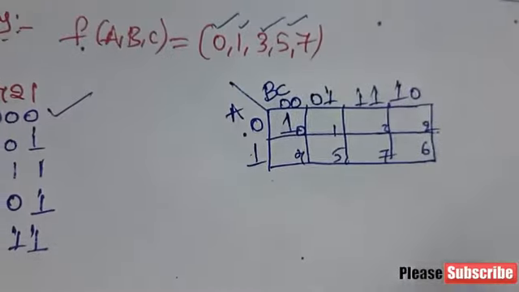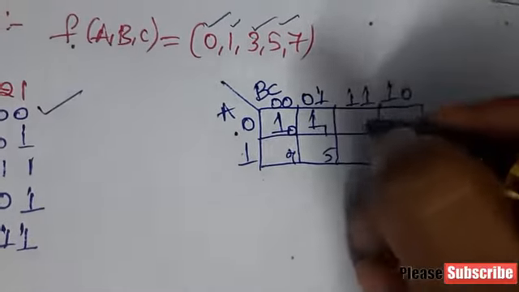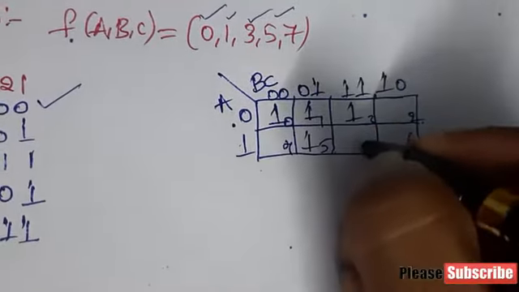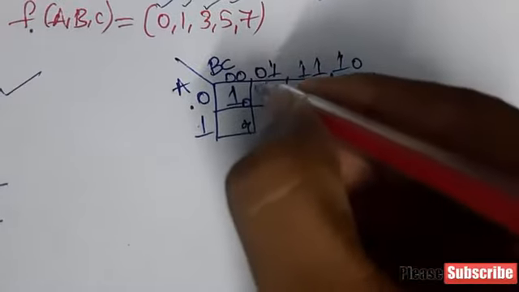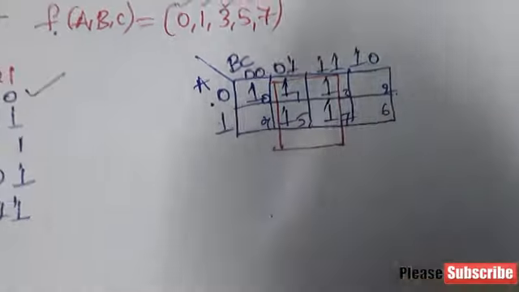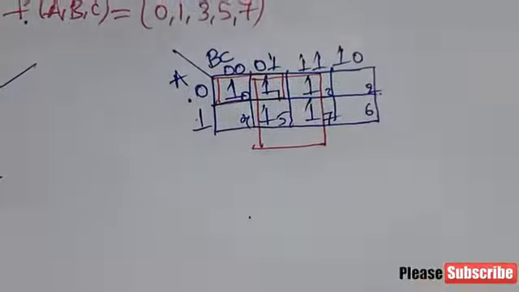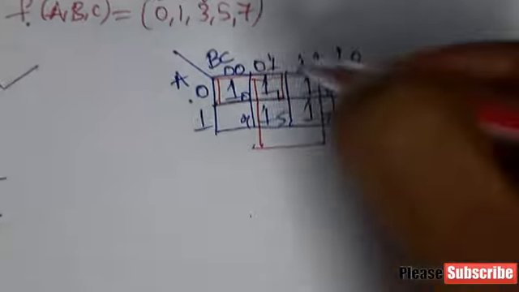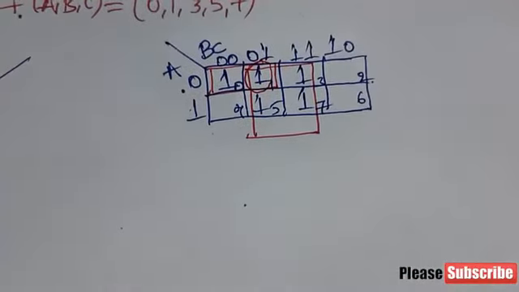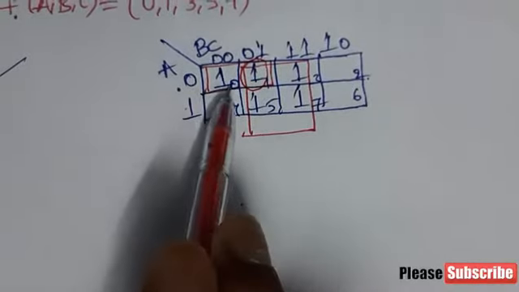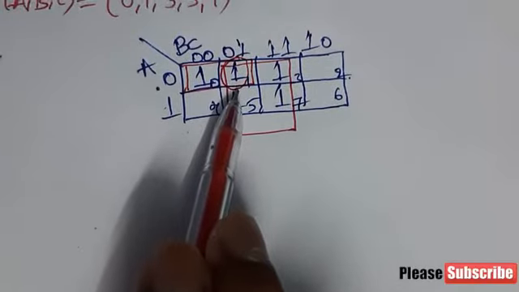Next 0, 1, 3, 5, 7. Here you can observe this quad will form one group, and next this pair will form another group. You can observe here this one will be just like a barrier between this quad group and the pair group. Hence this one is said to be the prime implicant.